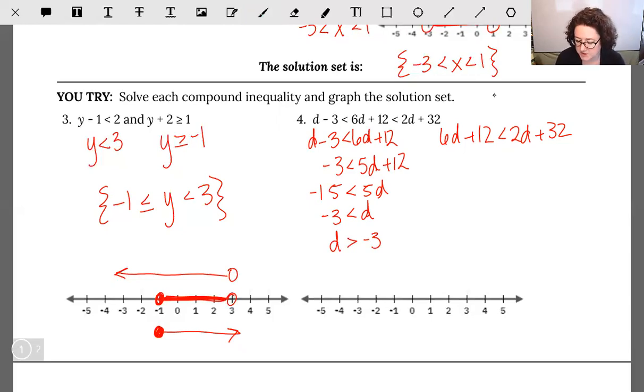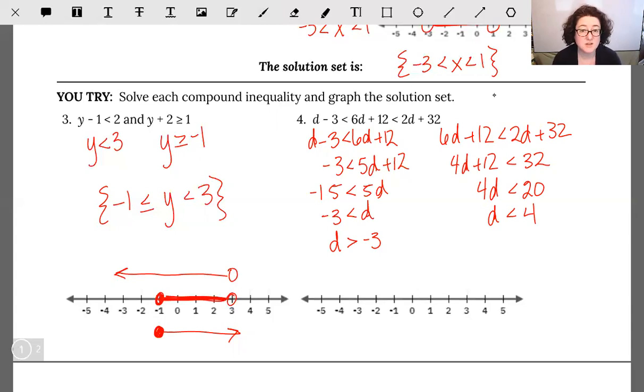Okay, on the right-hand inequality, again, I'm going to go ahead and subtract 2d from both sides, giving me 4d plus 12 less than 32. Then I'm going to subtract 12 from both sides, so that's going to give me 20. Divide both sides by 4, d is less than 4. Both of these do not have the inclusive, they do not have the equal bar, so both of these are going to be empty circles.